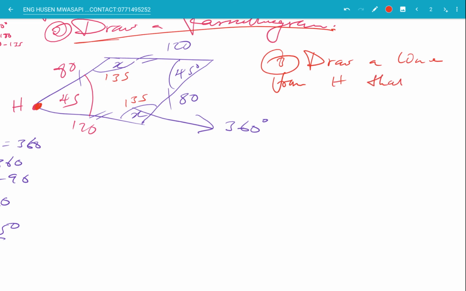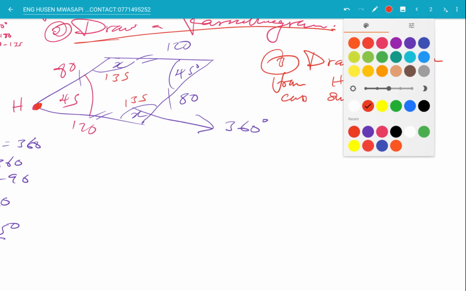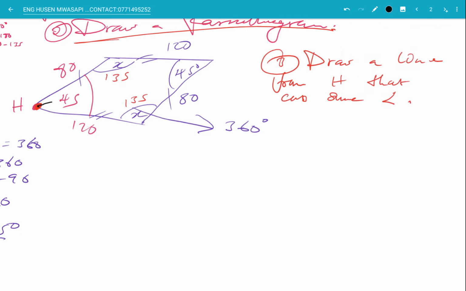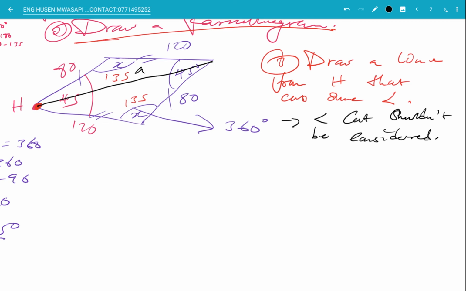So draw a line from H, in this case, that cuts some angles, like that. So pick a different color. Let's try black. So from this I cut. So it's cutting some angles, you see. So remember that the angles cut shouldn't be considered. Be mindful of that. Alright, so now you'll be having two shapes, shape A and shape B.